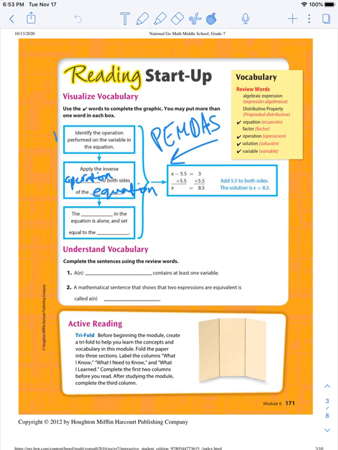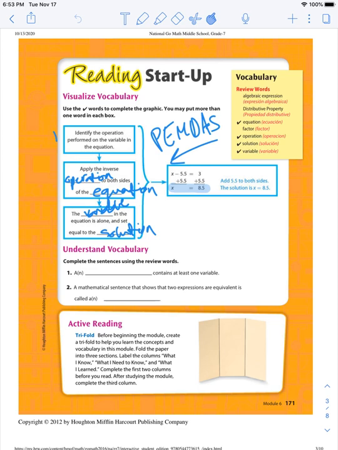The variable in the equation is alone, and set equal to the solution. So the goal when we're solving an equation is to get the variable by itself. Once the variable is by itself and the other side is simplified, that other side is the solution. So if I end with x equals 8.5, 8.5 is my solution.